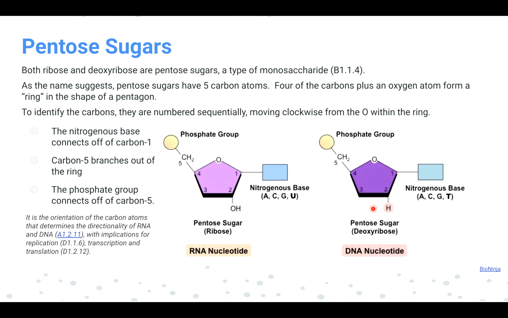If you look at the second carbon of the pentose sugar, you will find there is a hydroxyl group in the ribose sugar, but there is only hydrogen in case of deoxyribose sugar, right? That gives a structural difference between the pentose sugar of DNA and RNA, or the difference between ribose sugar and deoxyribose sugar. This is very important.